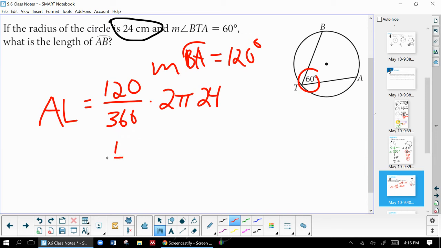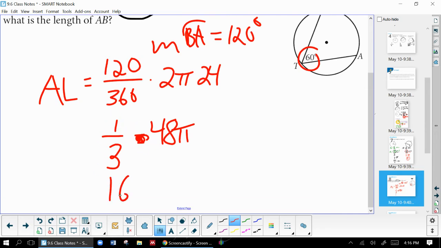120 over 360, again, we've seen that one a couple times, is 1/3. 2 times 24 is 48 pi. And we can just go ahead and simplify here. 48 divided by 3 is going to be 16 pi.